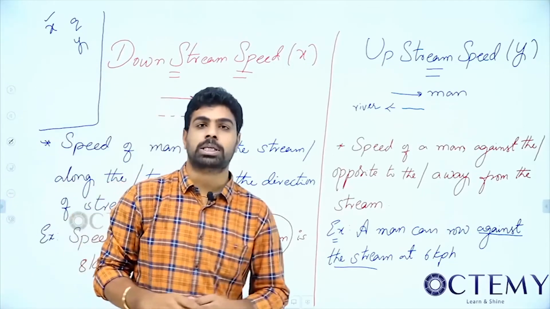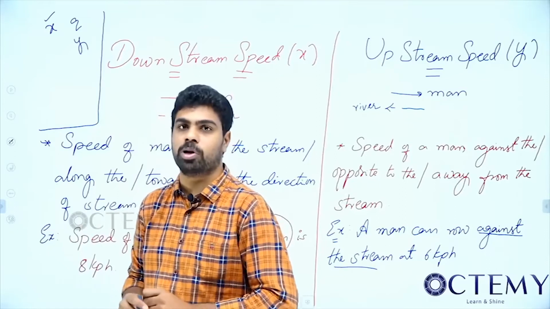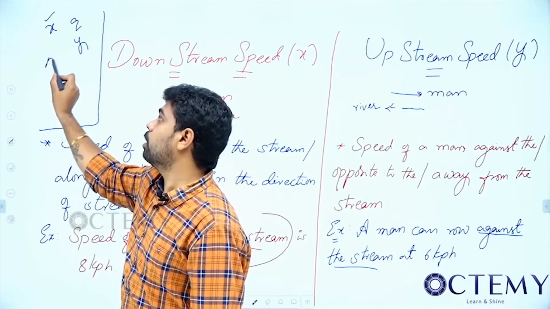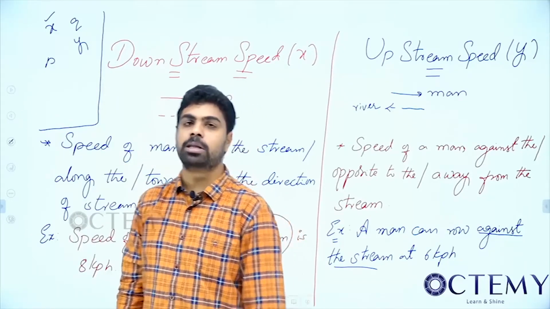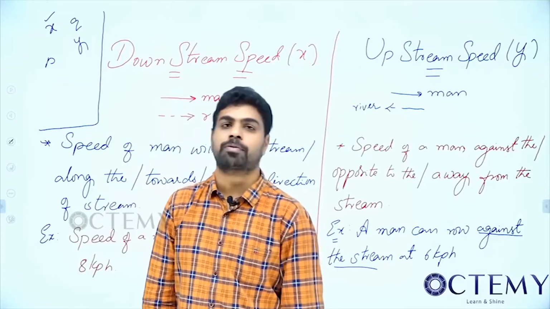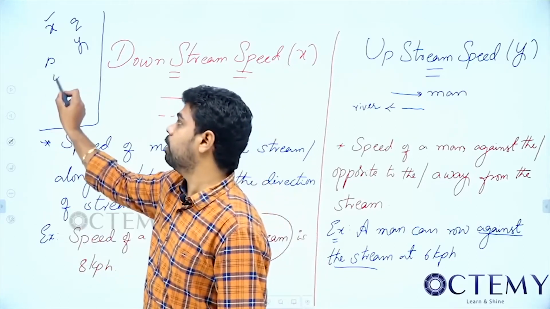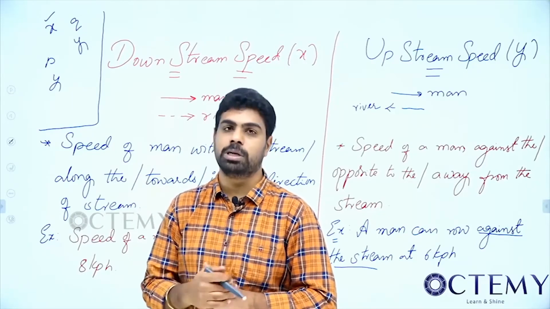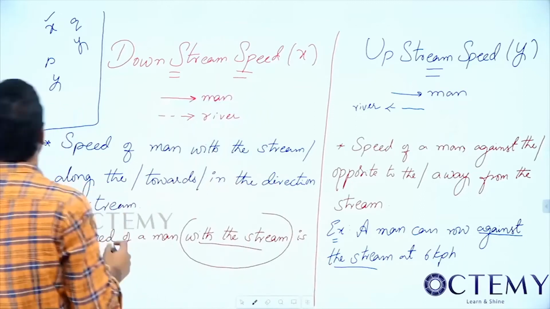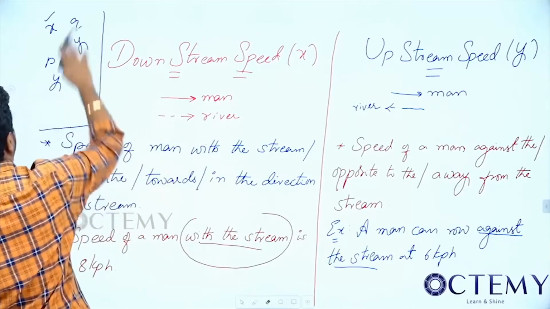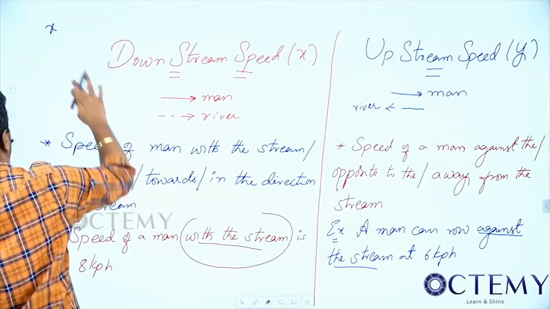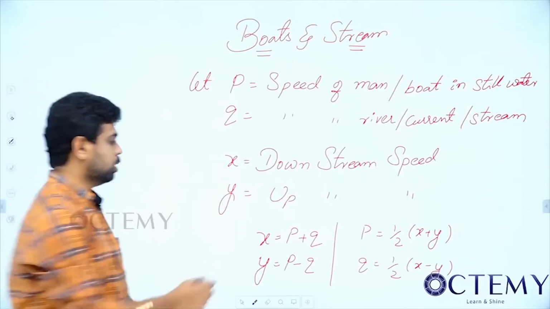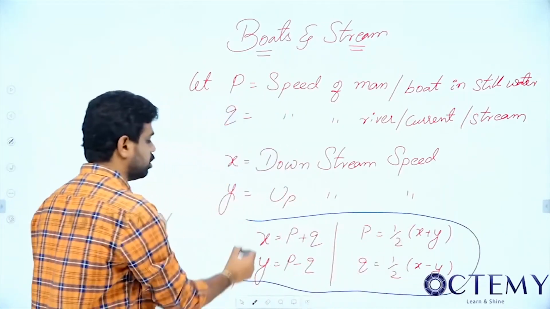Speed of a boat in still water is 4 km per hour. Speed of a boat in still water means P. Okay. A man is going opposite to the stream at 4 km per hour. Opposite to the stream means Y. So like this, which is given and which has to be found out, if you are able to identify, then the question becomes easy for you. The only thing you should remember is that we are having 4 speeds now. Those 4 speeds should be identified.